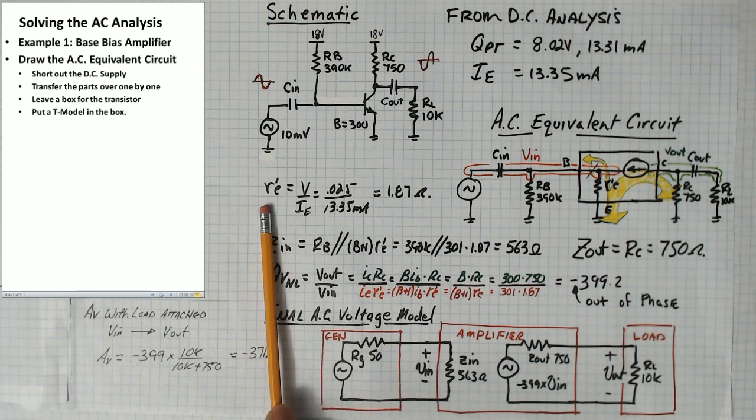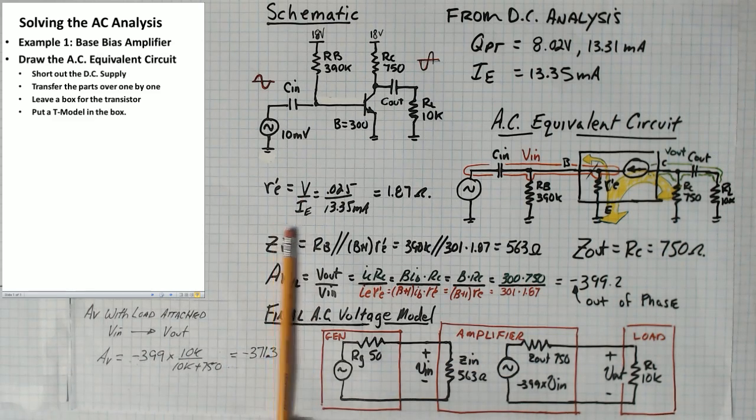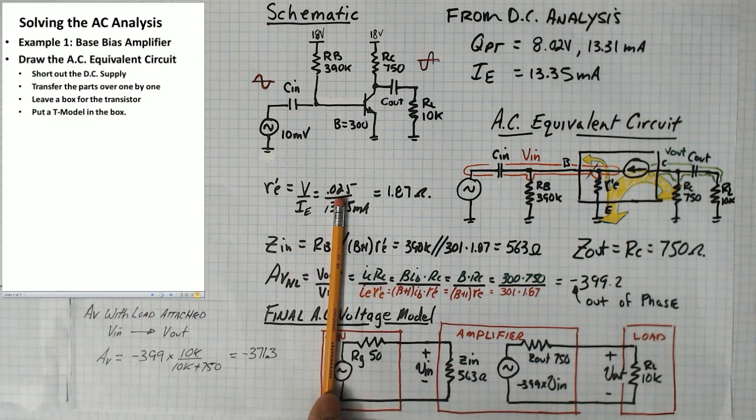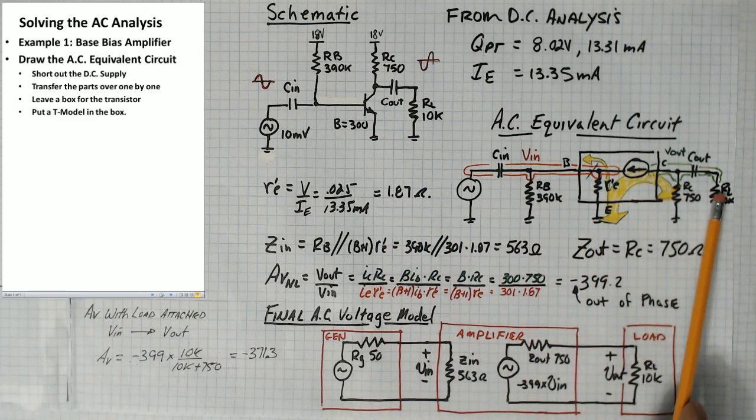And R'E, it's an impedance, so it's a voltage over a current. The current that we use is the DC emitter current. So that'd be 25 millivolts, which comes from Boltzmann's constant, divided by 13.35 milliamps. That gives me 1.87 ohms. And with that value, we now have values for all of the components on the AC equivalent circuit, and we can go ahead and start finding the important characteristics.